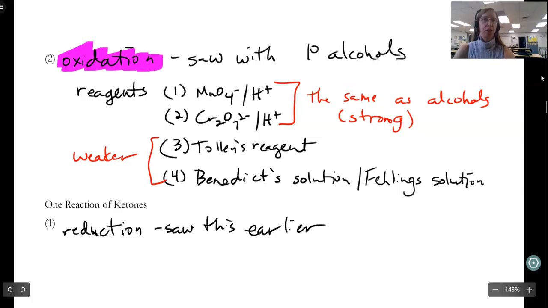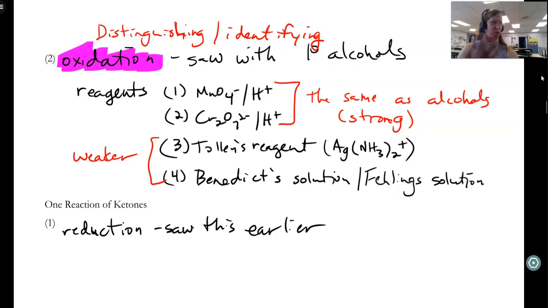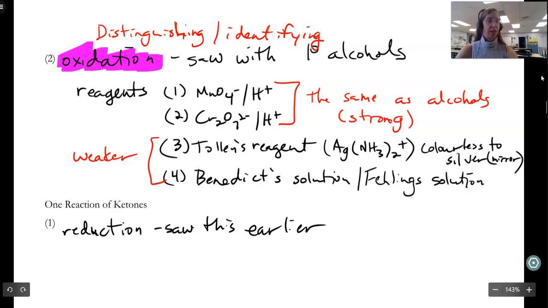And so this oxidation reaction, again, is very, very useful for distinguishing things and identifying things. So we already know the color changes for permanganate and dichromate. Do you remember? For Tollens, it's a cool one because it actually has a silver ion with ammonia. That would be the chemical formula for Tollens' reagent. At first it's colorless and it forms silver metal, and often it looks like a silver mirror on the side of the glass. So it's quite a cool one.